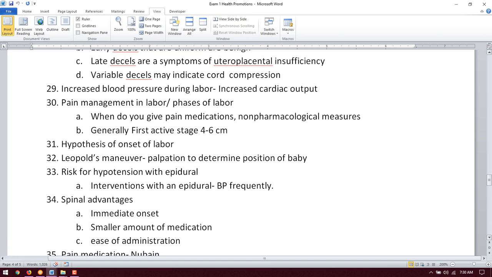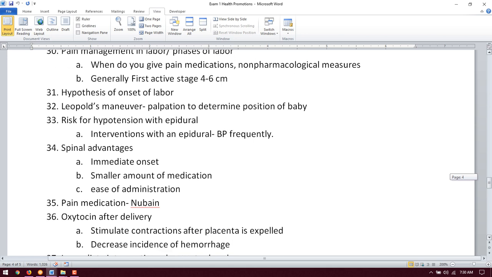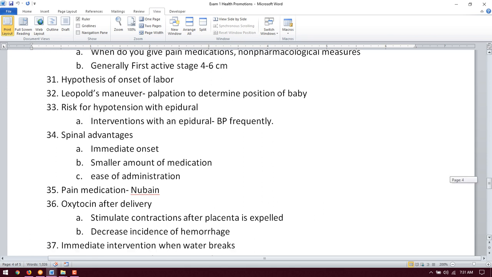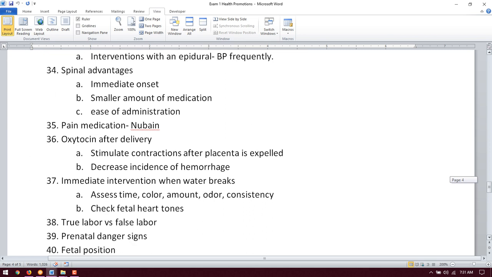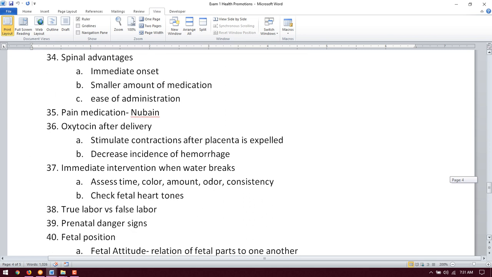Leopold's maneuver. Remember, this is where mom comes in labor and you're just going to check and see the position of the baby. Epidural. Huge risk for hypotension.